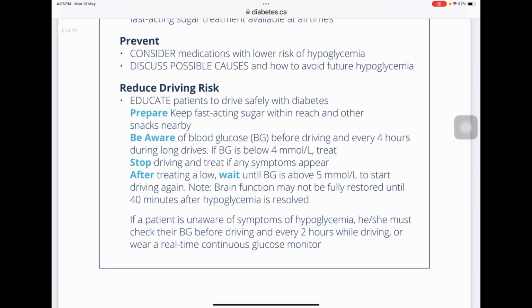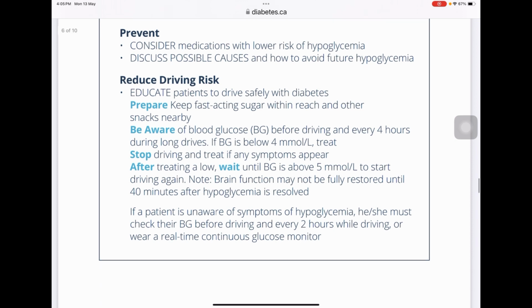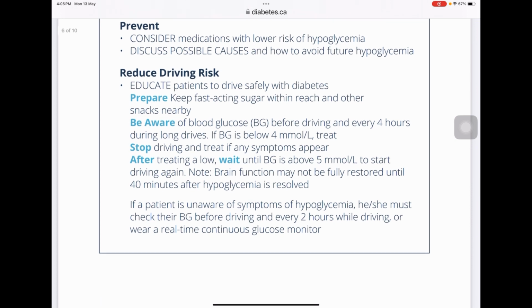Reduce the driving risk. Very important. Educate the patient to drive safely with diabetes. Prepare: keep fast-acting sugars within reach and other snacks nearby. Check blood glucose before driving, and every 4 hours during a long drive. If blood glucose is lower than 4 millimole, treat. Stop driving and treat if any symptoms appear. After treating a low, wait until blood glucose is above 5 millimole before driving again. Note, brain function may not be fully restored until 40 minutes after hypoglycemia is corrected.